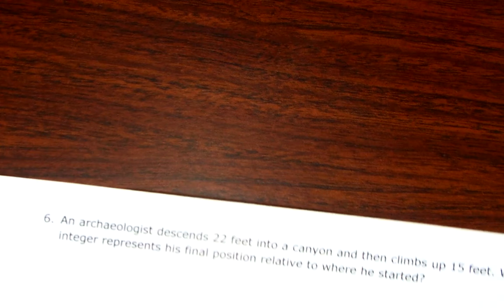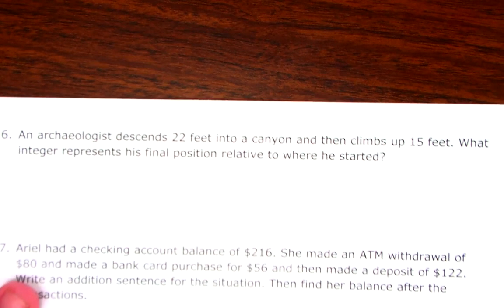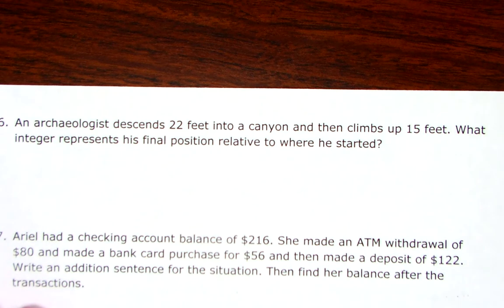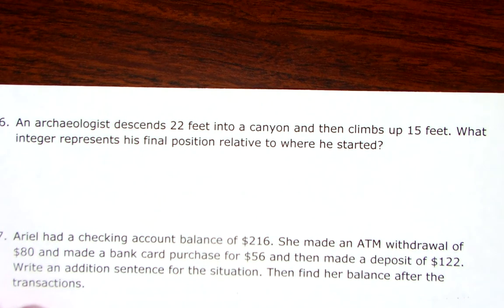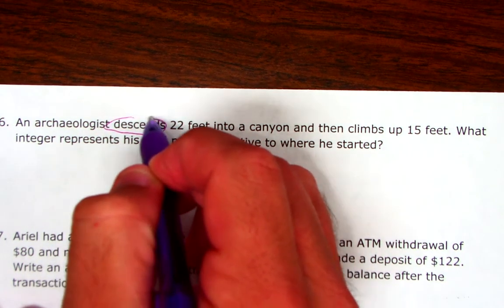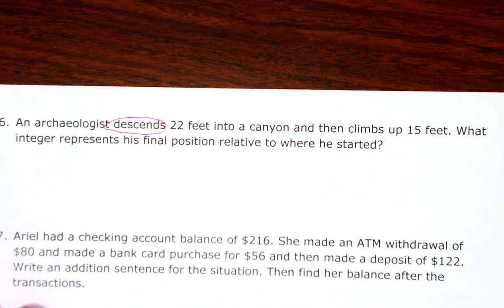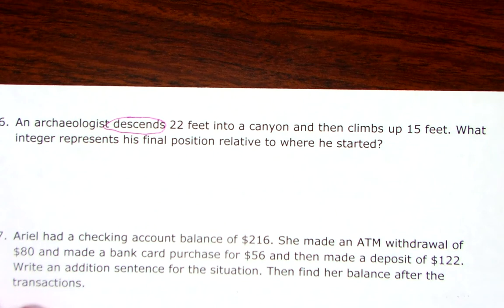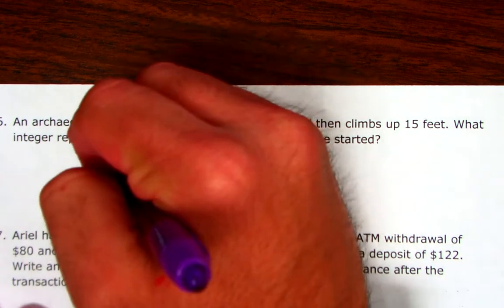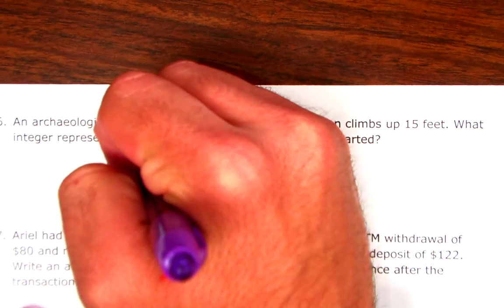All right, let's turn to the back. An archaeologist descends 22 feet into a canyon and then climbs up 15 feet. What integer represents his final position relative to where he started? Okay. Well, this word right here, descends. Descends means he's going down. So if you go down, is that a positive or a negative? It is a negative, so he went down 22.